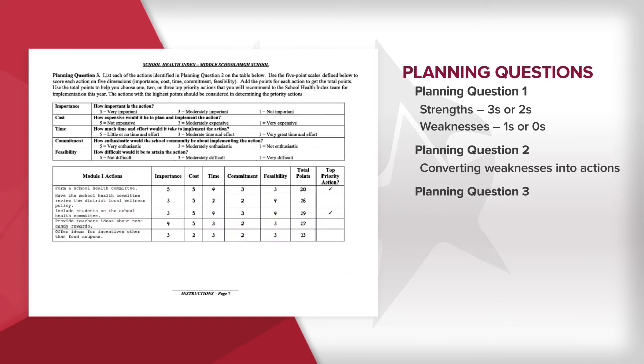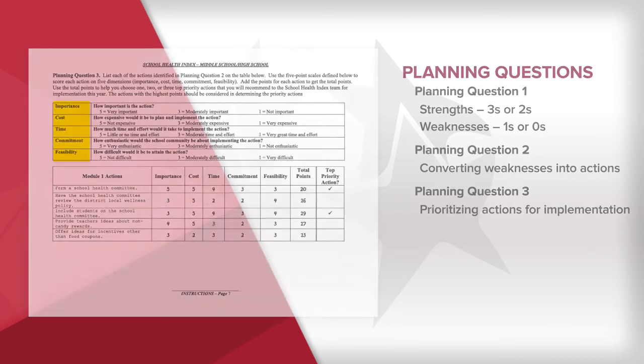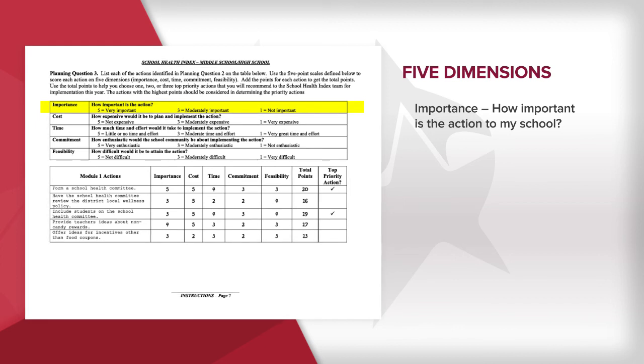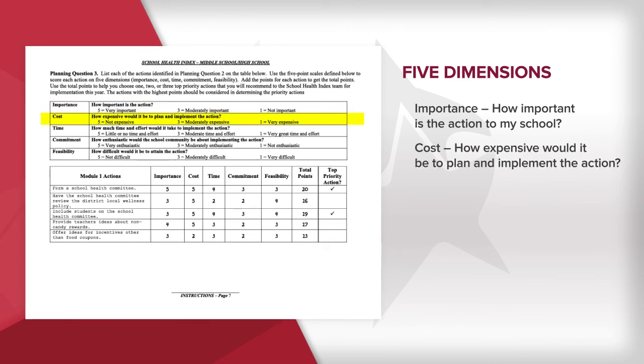The third planning question asks the group to rate from 1 to 5 each proposed action in terms of 5 dimensions. This enables actions to be prioritized for implementation. The 5 dimensions ask the following questions. Importance. How important is the action to my school? Cost. How expensive would it be to plan and implement the action?